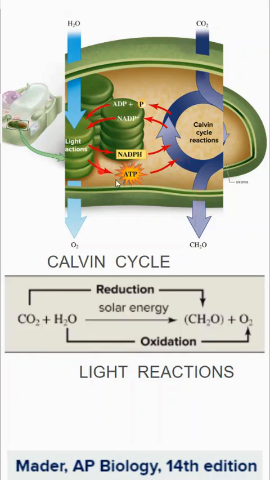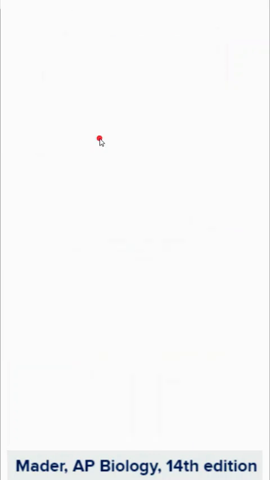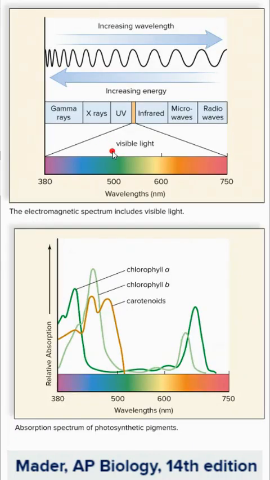But again, this is a cycle. What are products and what are reactants? The products of the light reactions become reactants in the Calvin cycle, and the products of the Calvin cycle become the reactants in the light reactions. So as we get in here, we're going to start talking about light.